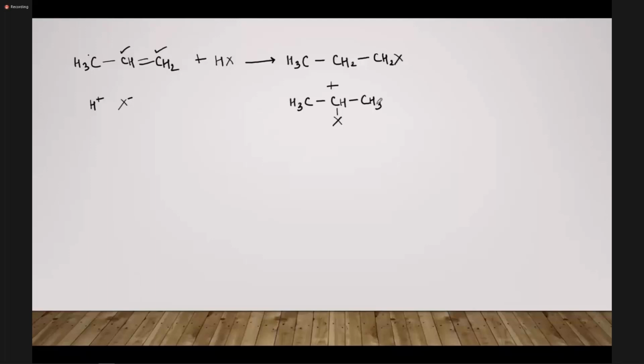Now, if I ask you, suppose 1 mole of propene is reacted with 1 mole of HX, what will be the quantity or the amount of these products getting formed? Simply, just looking from above, we can say that 50% the first one and 50% the second one, that means 0.5 moles of the first one and 0.5 moles of the second one. But this is actually not the case.